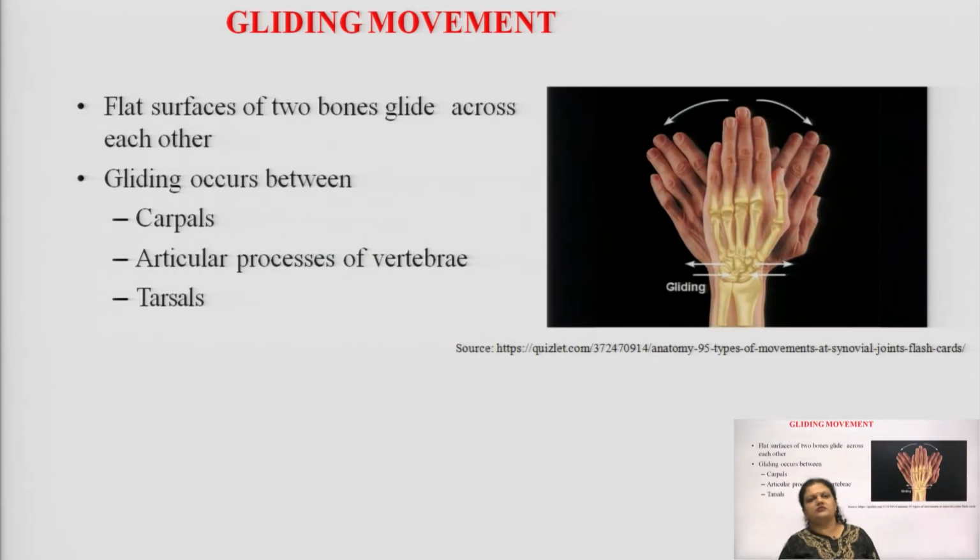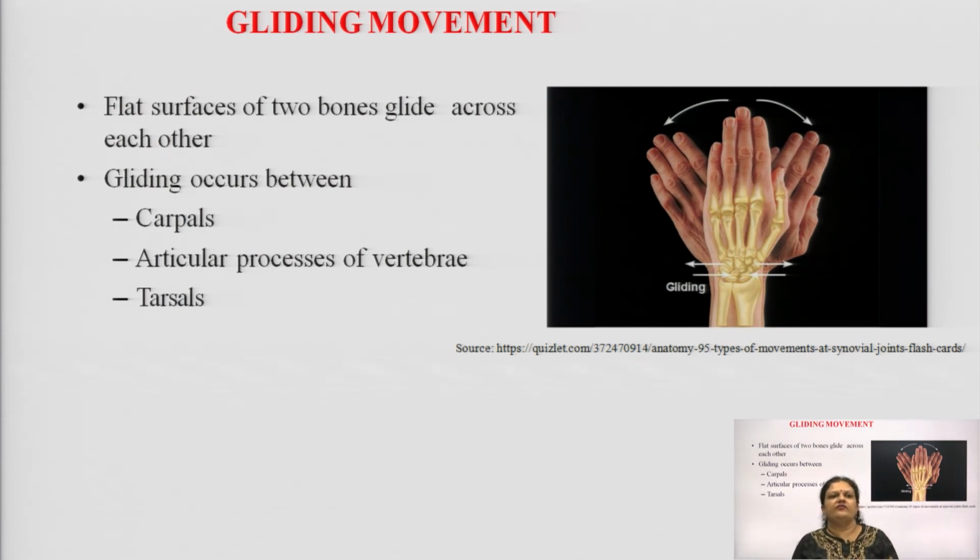Now coming to the gliding movement. Here you will see in the picture, like my hand, we have the wrist bones, then we have the metacarpals, then we have phalanges. I will move my hand with the help of the carpal bones in any direction, to and fro, right and left. So the flat surfaces of two bones in the wrist provide the gliding movement across each other.